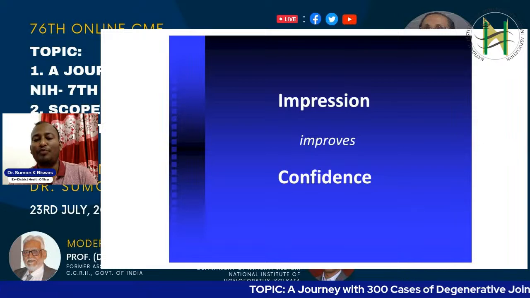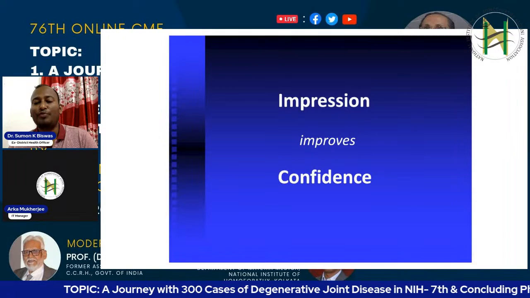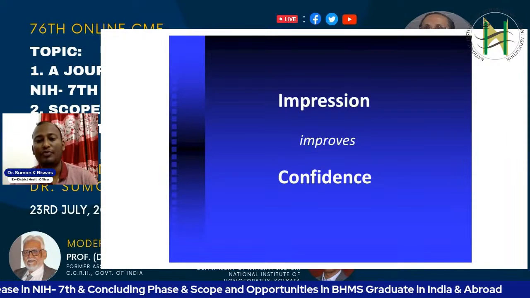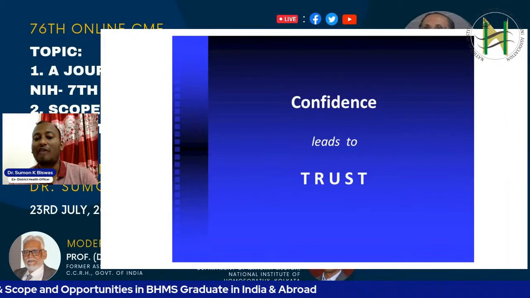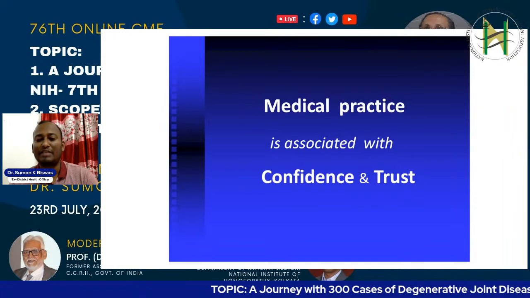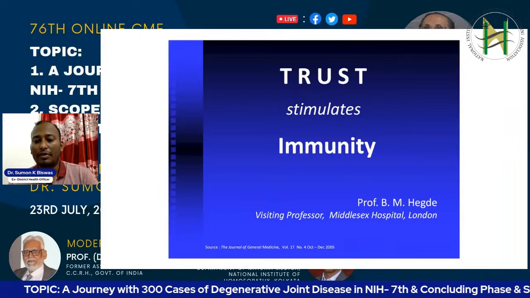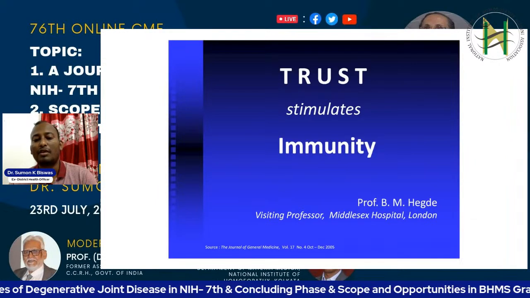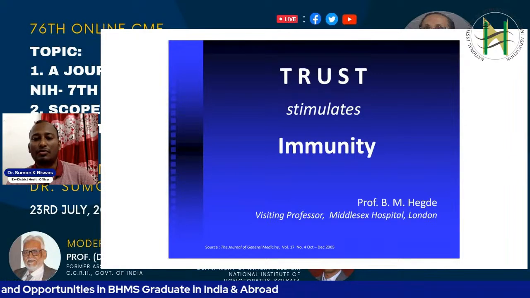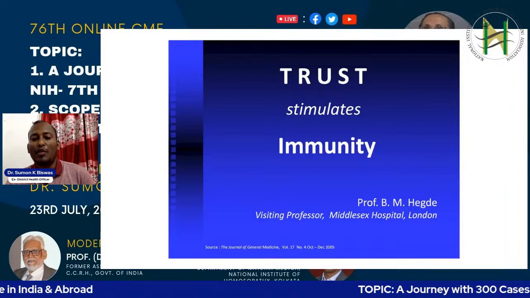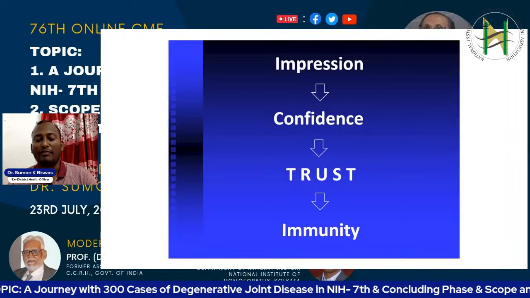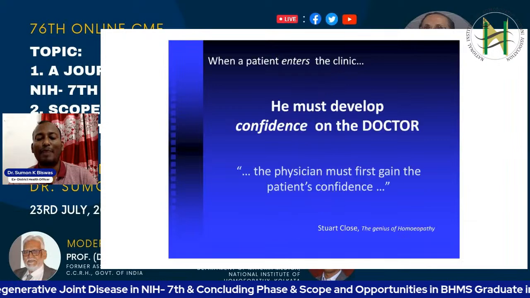That impression improves confidence in the patient, and that confidence can improve in doctors as well. And that confidence leads to trust. Medical practice is associated with confidence and trust, both. You may know Professor B.M. Hager, who was the visiting professor of Middlesex Hospital. He mentioned that trust stimulates immunity. Once you can build up confidence and trust with the patient, you can stimulate your best practice. So impression improves confidence, confidence helps us grow trust, and that trust helps us build our best practices.